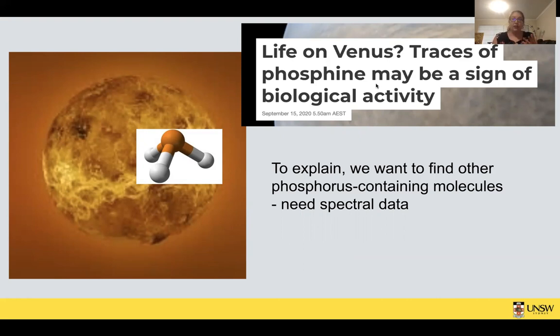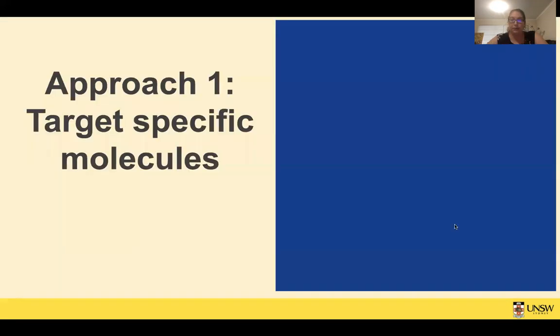So when I heard there was phosphine on Venus, I said, well, what about all the other phosphorus-containing molecules that might be on Venus, that might be precursors, that might be products of those molecules, so the reactions that are taking place. And I found that actually there's not a lot of spectral data on that. And I'll go through it a bit today, the process of what we did on this.